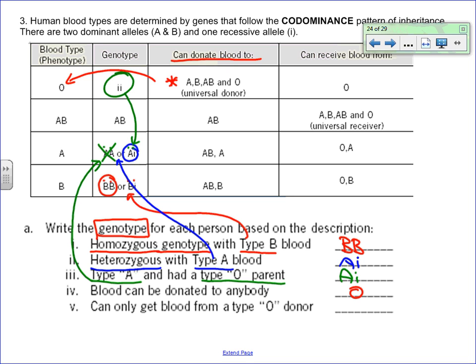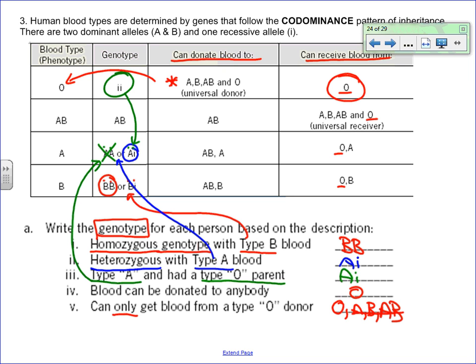Now who can get blood from a type O donor? So if we look, can receive blood from, here's an O, and here's an O, and here's an O, and here's an O. So actually all four blood types should be here for this question. Because who can get blood from a type O donor? Anybody. Now you'll notice that the question says only. So that means we have to start limiting our answers. The only person that can get blood only is type O.